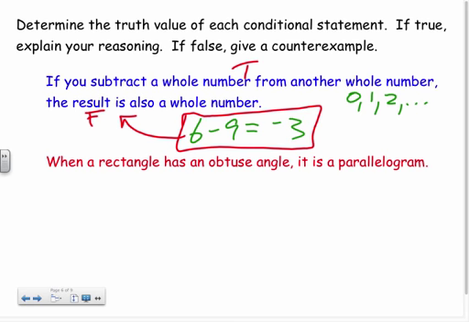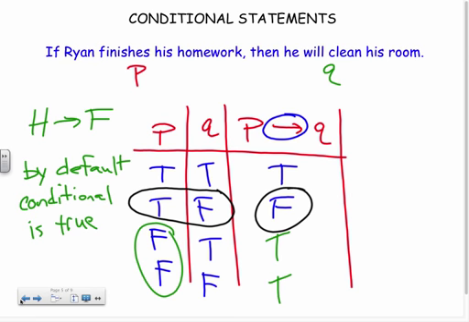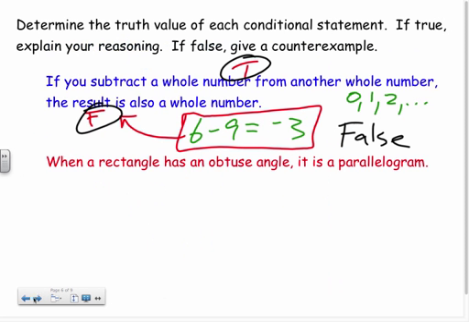So this conditional is false because it's true and then it's false, right? If I go back and look at this, when the first statement is true, the if is true, and the then is false, that makes the whole thing false because I provided a counterexample.